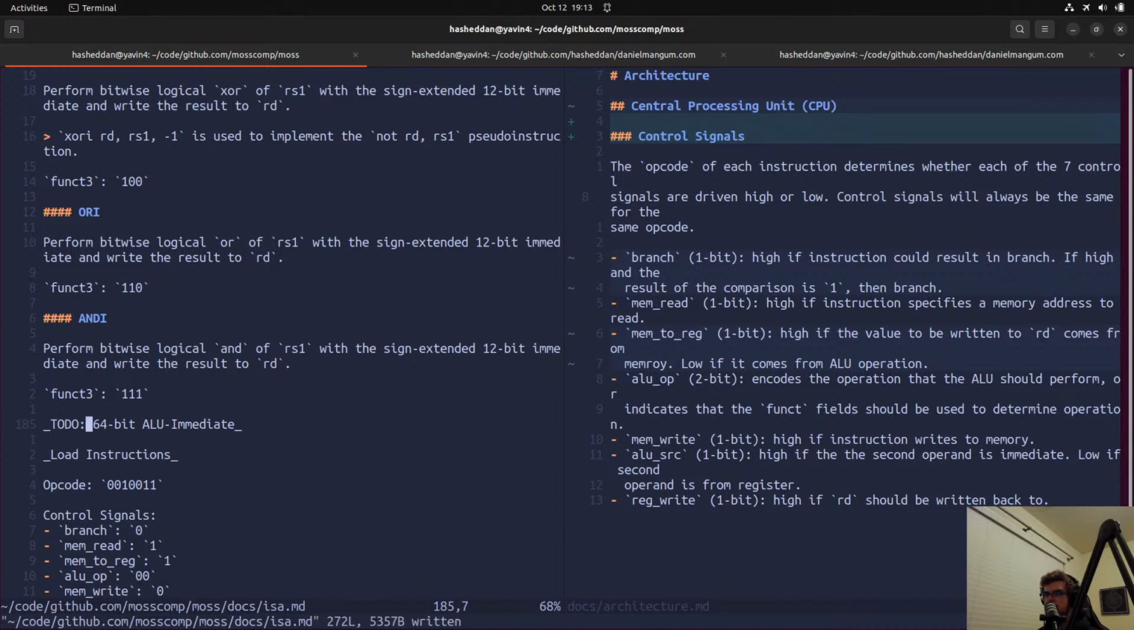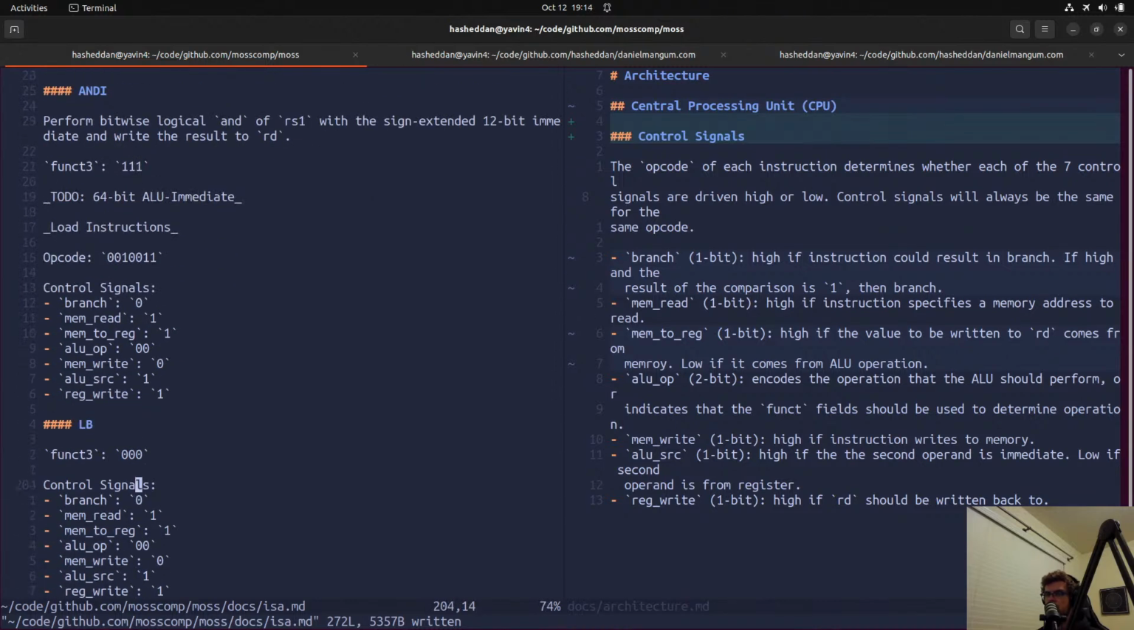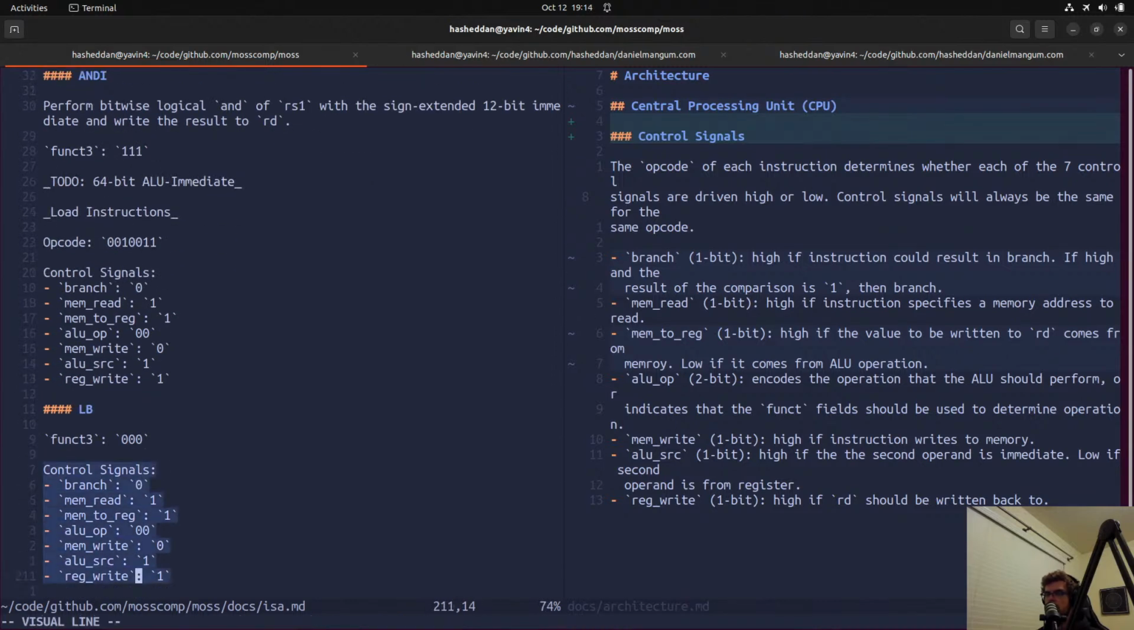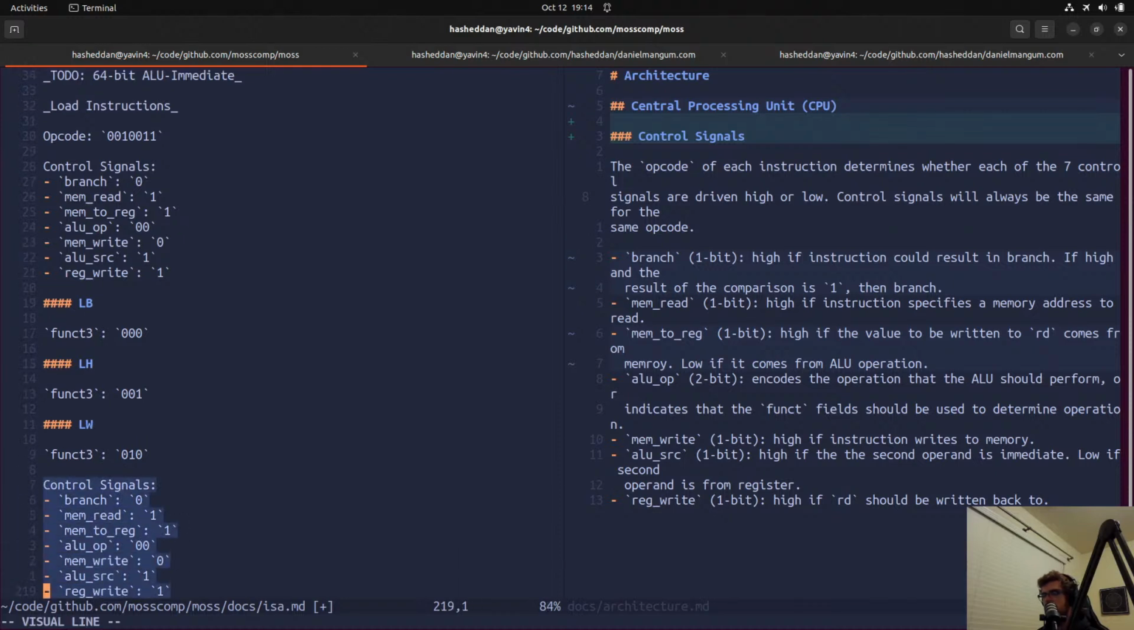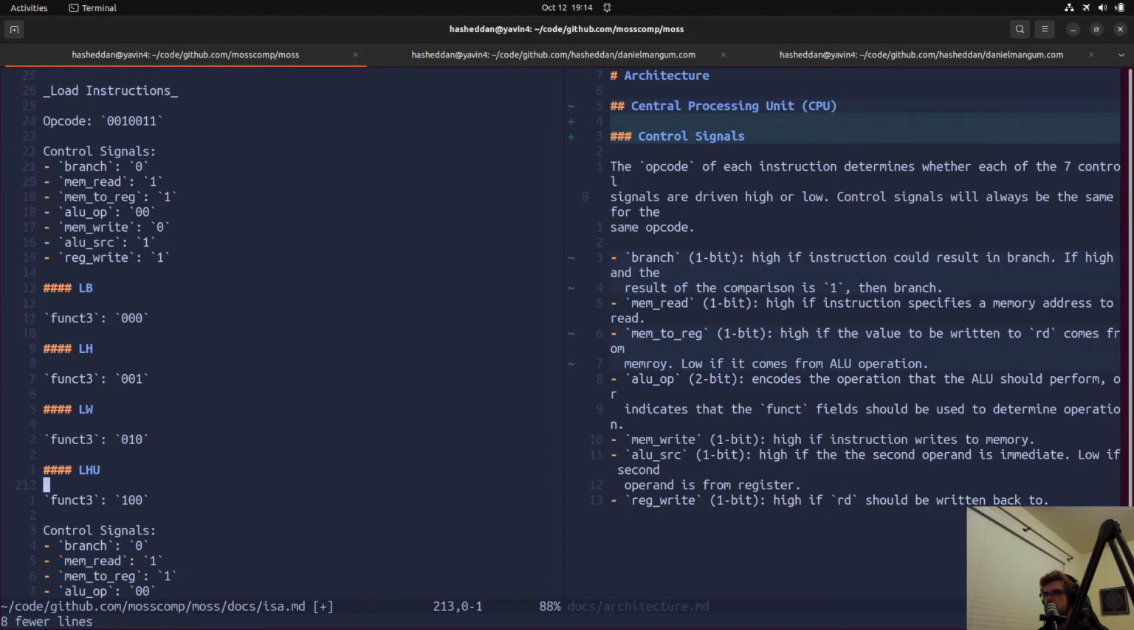Same, we need a section here for 64-bit ALU immediates. And then our load instructions, we do have the control signals here again. We didn't finish up writing them, and we're going to talk about just a second about why some of them are different, once I move all these out because we have them up top.